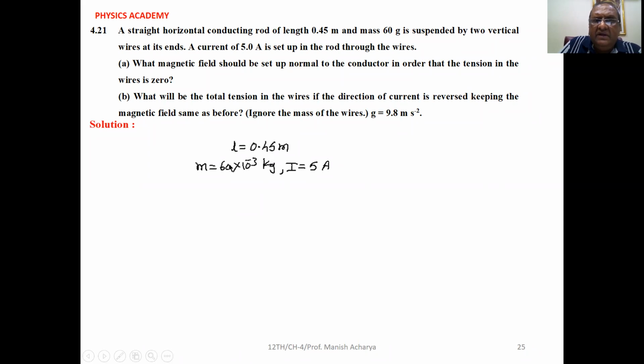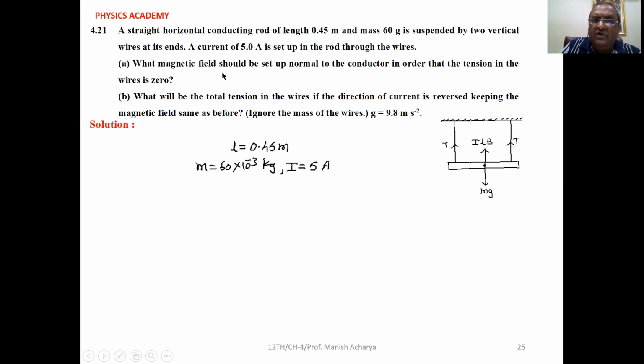Now see, length of the rod, that is 0.45 meter, mass of the rod, that is 60 gram, that is 60 into 10 raised to minus 3 kilogram, and the current passed through it, that is 5 ampere. Now see, as shown in the figure, if with the help of two wires from the rigid support the conducting rod is suspended, then its weight will be vertically downward. And suppose the tension in the wires, that is T in each wire.